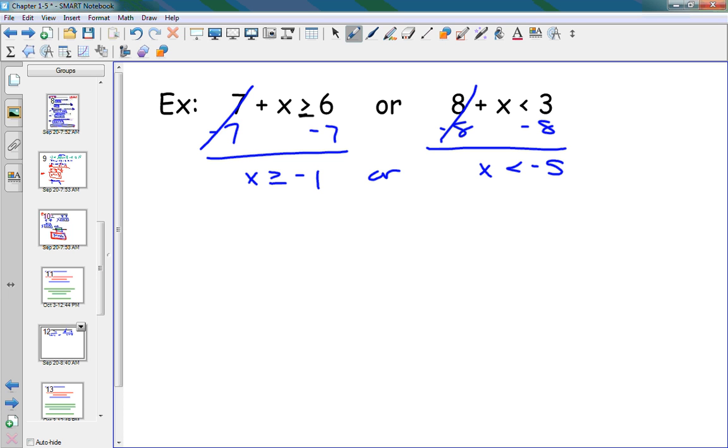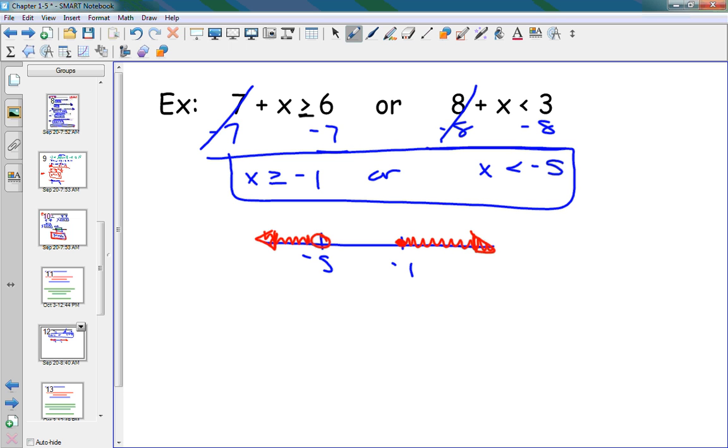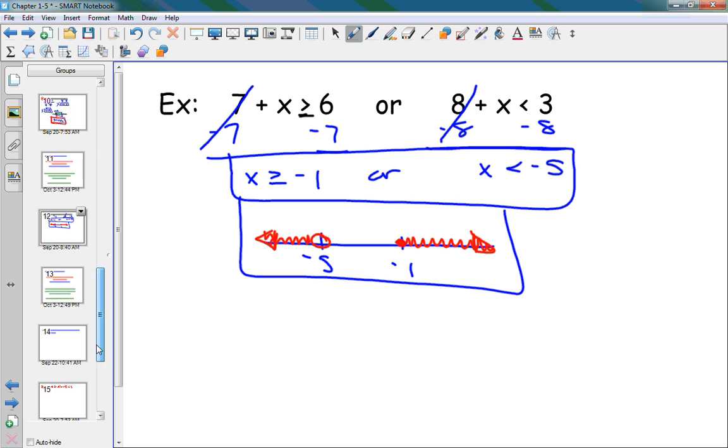So now I'm going to put them on a number line. I have -1 here. I have -5 here. -1, it can be -1, and I'm going to shade to the right. This one right here cannot be -5, and I'm going to shade to the left. This is an or statement, and these two together are your answers. Okay? Or means they go in opposite directions.